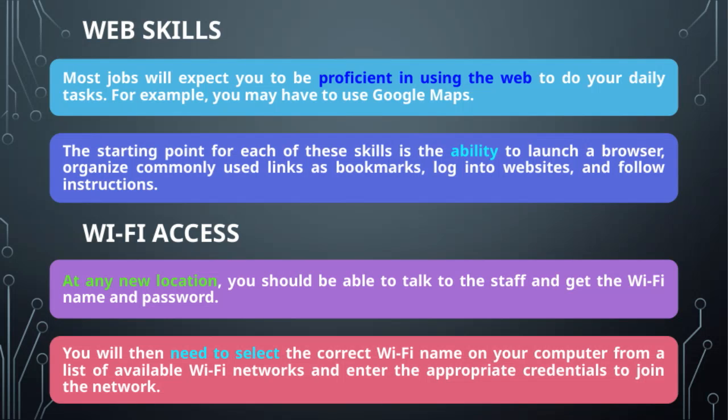Let's talk about Wi-Fi access and web skills. Wi-Fi access is the backbone of our modern digital world. It's what keeps us connected to the internet whether we're at home, in a coffee shop, or on the go. Having reliable Wi-Fi is essential for accessing information quickly and efficiently. Now, moving on to web skills. These are the abilities we develop to navigate, use, and understand the internet effectively. This includes knowing how to search for information, evaluate sources, and communicate online.